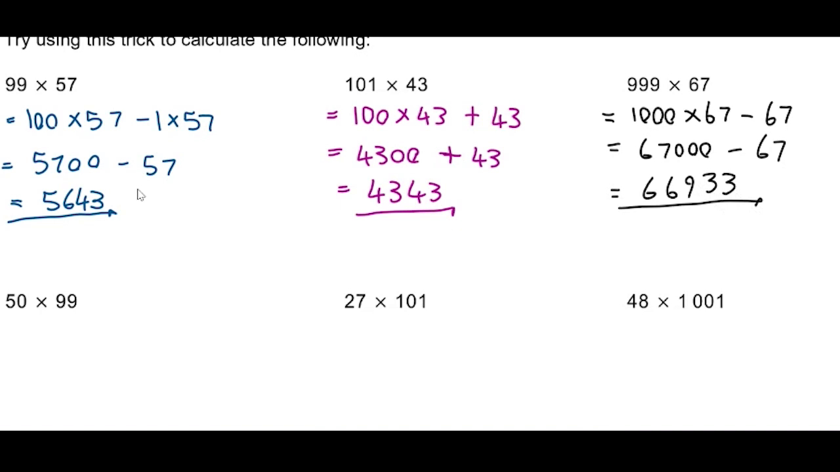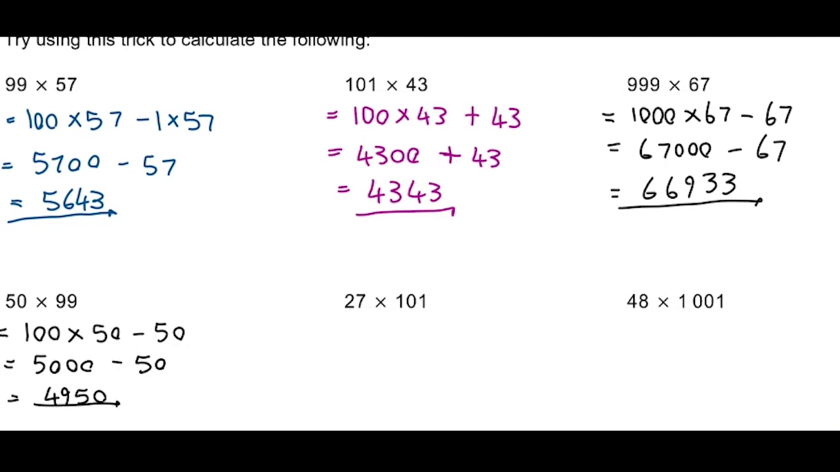Okay. 50 times 99. Well, that's going to be 50 times 100. Sorry, 50 lots of 100, or 100 lots of 50. Let's actually rather write it like this. It's going to be 100 lots of 50 minus 1 lot of 50. This is 5,000 minus 50, and we get 4,950.